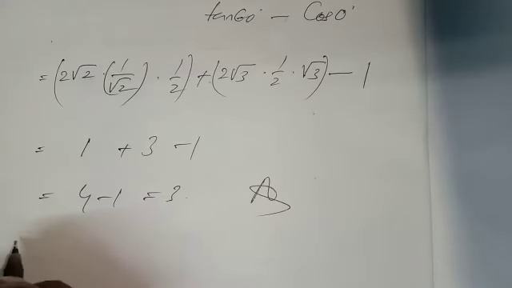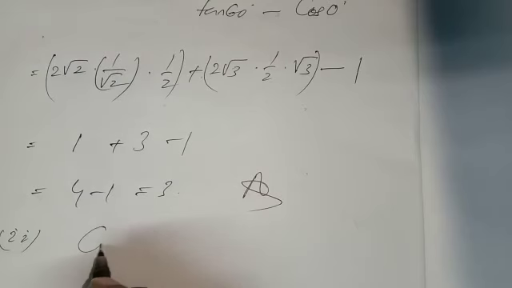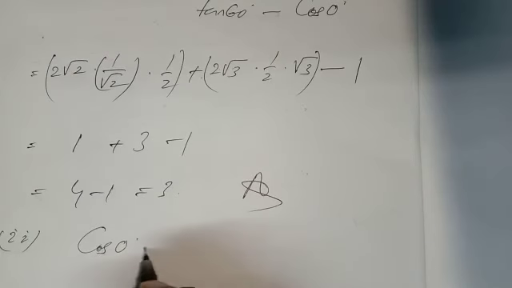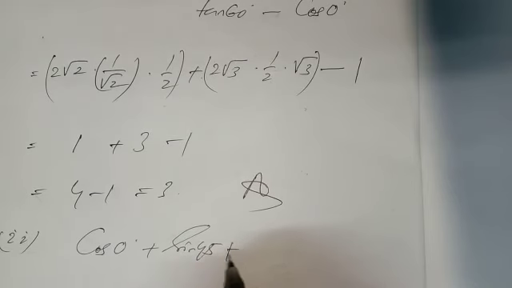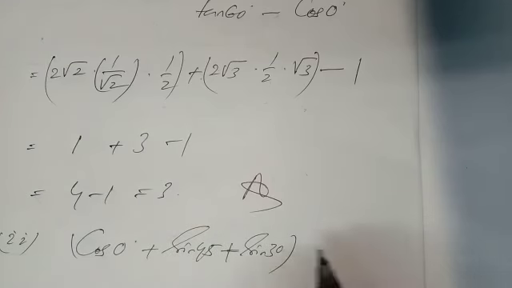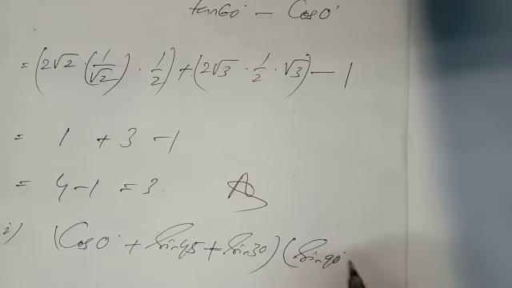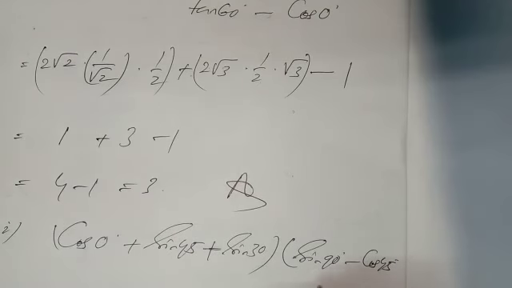Let us solve the second part of question number 8, exercise 21, Innovative Math Books. The chapter is trigonometric ratios of complementary angles. The second question is given: cos 0 plus sin 45 plus sin 30, close the bracket, into sin 90 minus cos 45 plus cos 60.